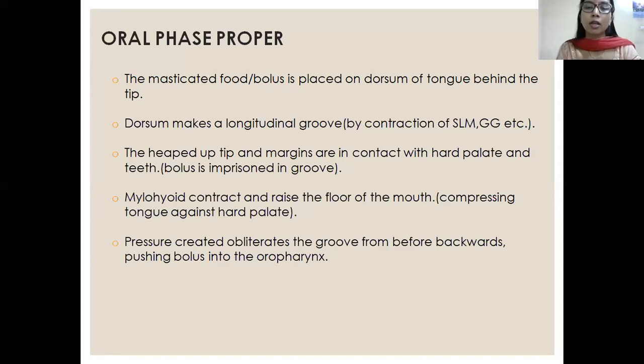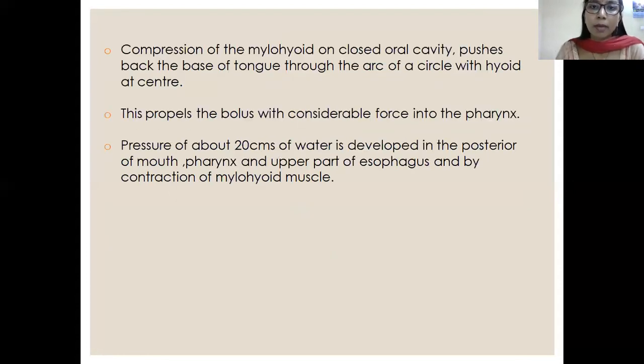By closing, obliteration is nothing but closing. This groove gets closed from anterior to posterior. So as it closes, this bolus is pushed backwards into the oropharynx. The compression of the mylohyoid on the closed oral cavity pushes back the base of the tongue. Forget about the rest of the part.